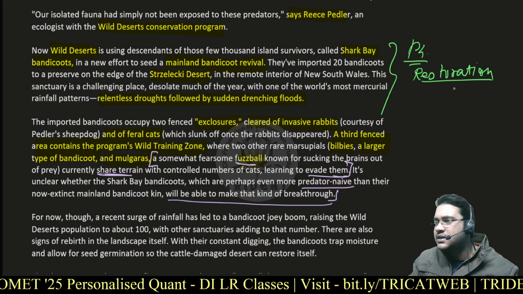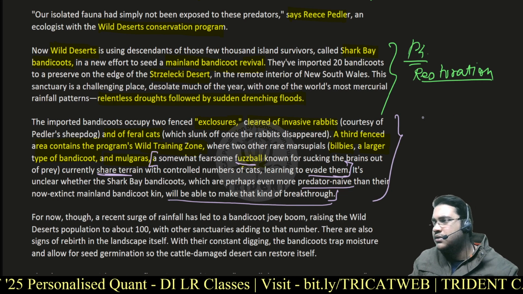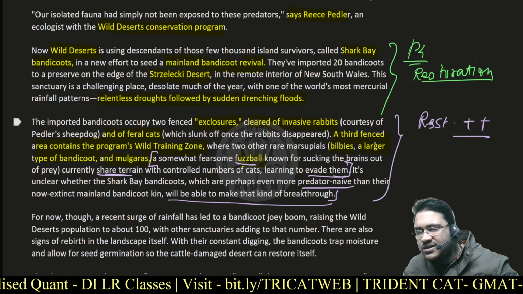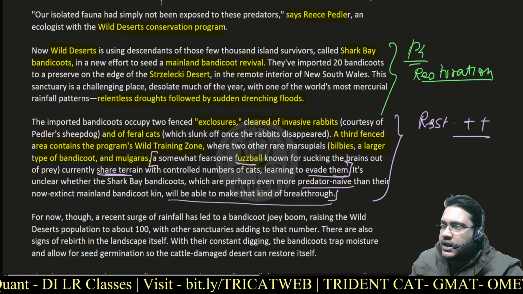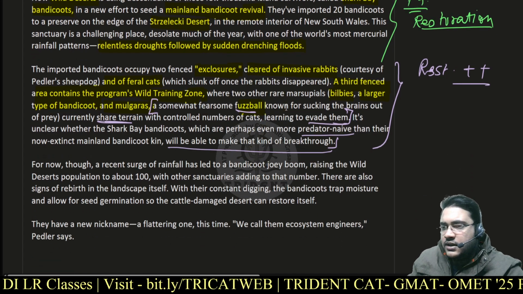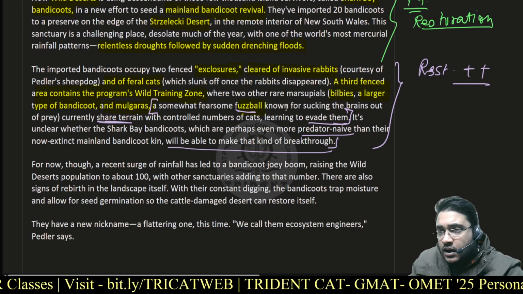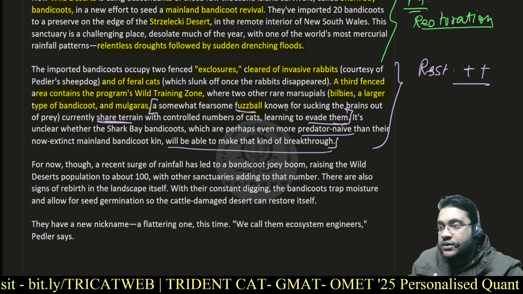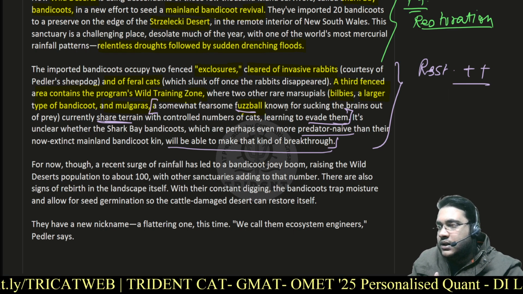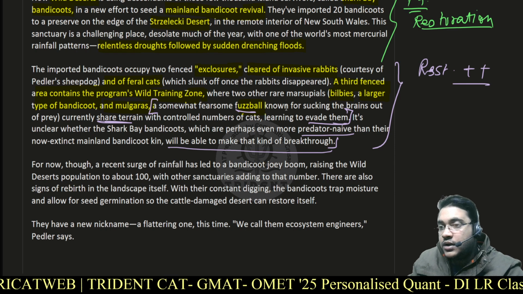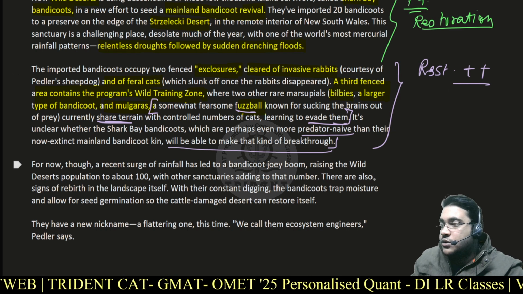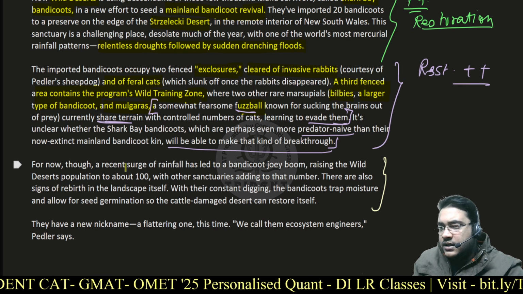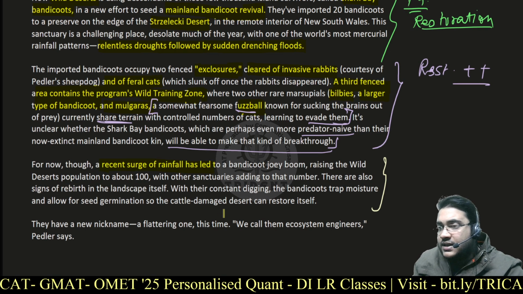So this is again, I think, just adding to the restoration process. So I would just say restoration plus plus. Okay, I don't have anything to write in that. Let's read the last para that says, for now though, a recent surge of rainfall has led to a bandicoot joey boom, raising the wild desert population to about 100. Now this is good news. So something good has happened because of the surge in the rainfall.